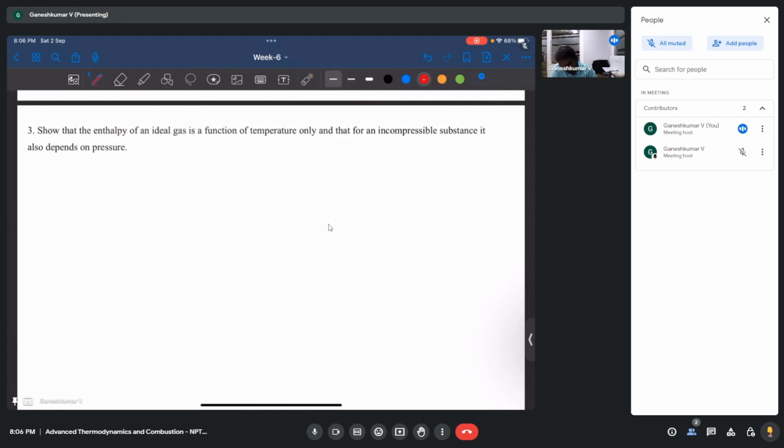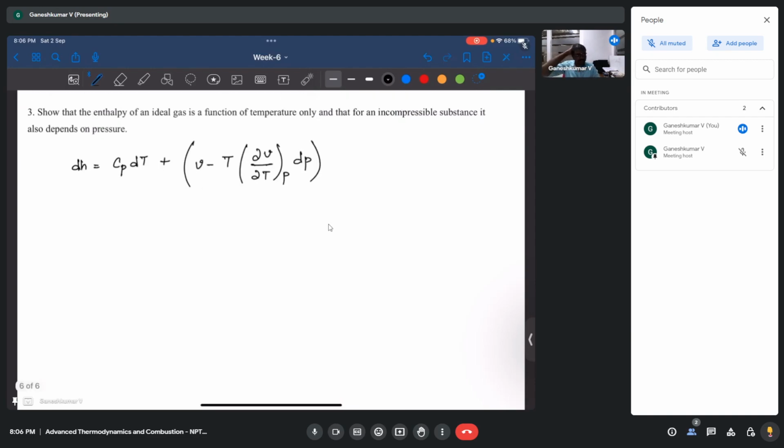For that, we can use the equation for enthalpy, which we already derived. Let's start with that. It's going to be dH is equal to Cp dT, if I remember correctly, and there will be an additional term for dP, right? That is nothing but V minus T times dou V by dou T at constant P, dP. Okay, so this is the change in enthalpy for any gas.